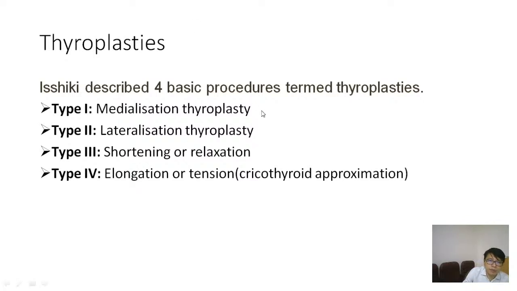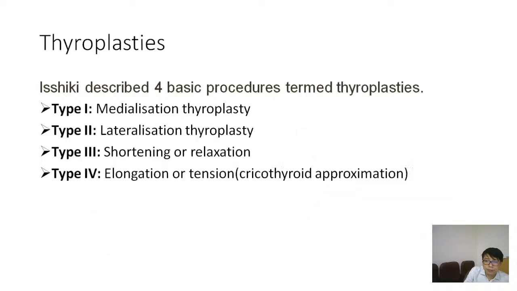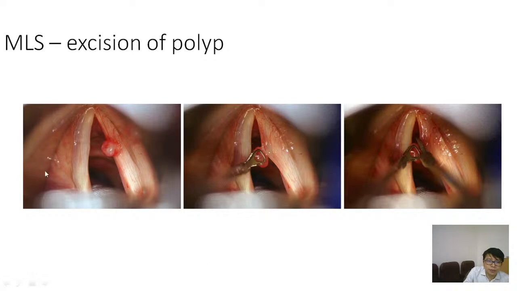Medialization is the main one which we do. Mainly we do it for vocal cord palsy. When there is a vocal cord palsy, the vocal cord is placed more laterally. This will cause a hoarse voice, and the patient's voice will be low. So what we can do is, for example, say there is no polyp here, there is a vocal cord palsy.